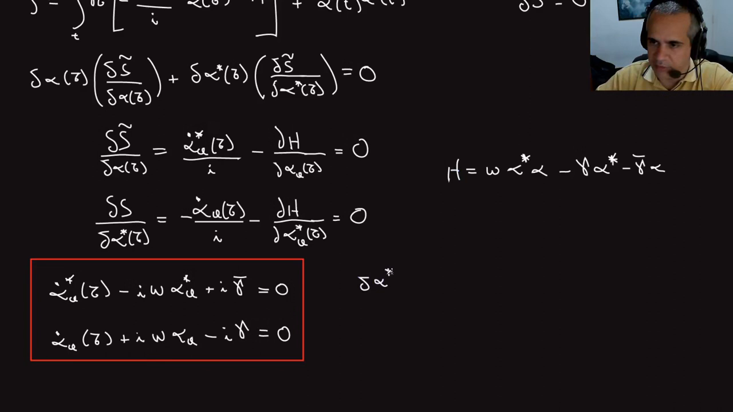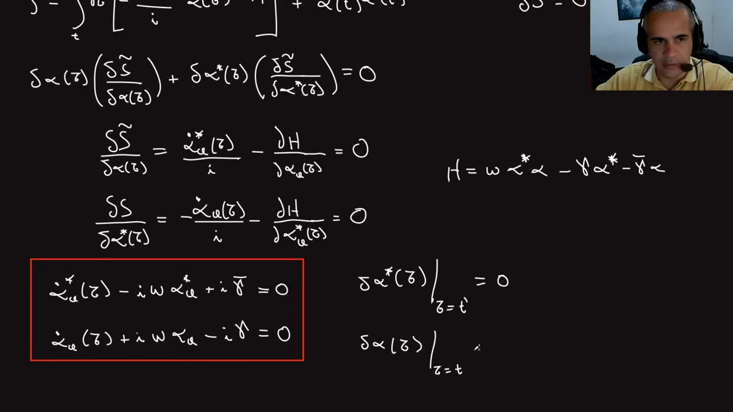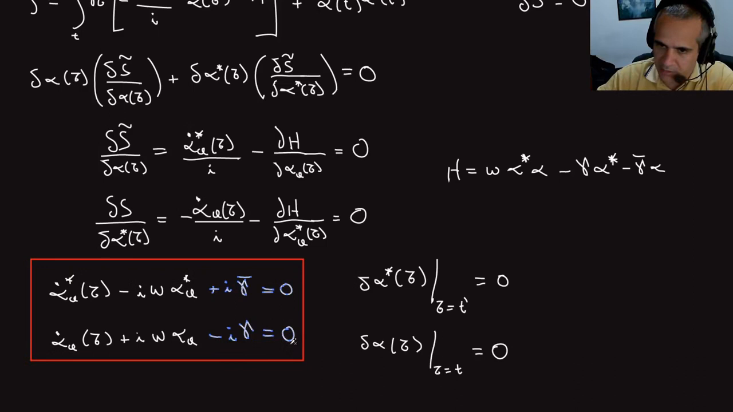Tau equals t prime is equal to zero, right? Because I'm fixing alpha star at that point, and delta alpha at tau equal t is also zero. So here, these are all functions that depend on tau. Let me put that explicitly to avoid confusion. So this is a function of tau. This is a function of tau.